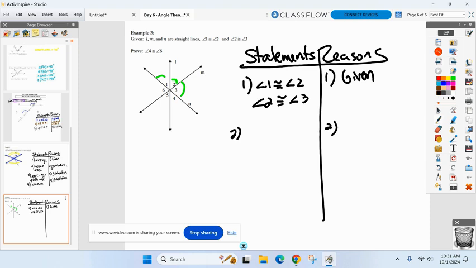Everyone see I gave you straight lines too? There's a little hint. I'm telling you they're straight for a reason. Either supplementary or vertical angles are going on here.